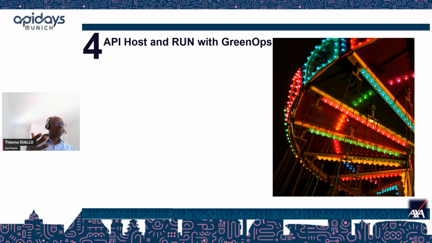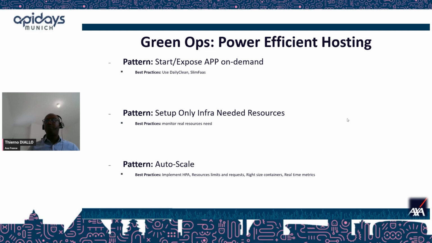And now we assume that we implemented with the green coding principles and so on. We have to host it in a very efficient way in order to be more energy efficient in our hosting as well when we run it. We will not go through all the GreenOps patterns or principles, but just some principles: power efficient hosting, and the pattern start or expose your apps or API on demand.